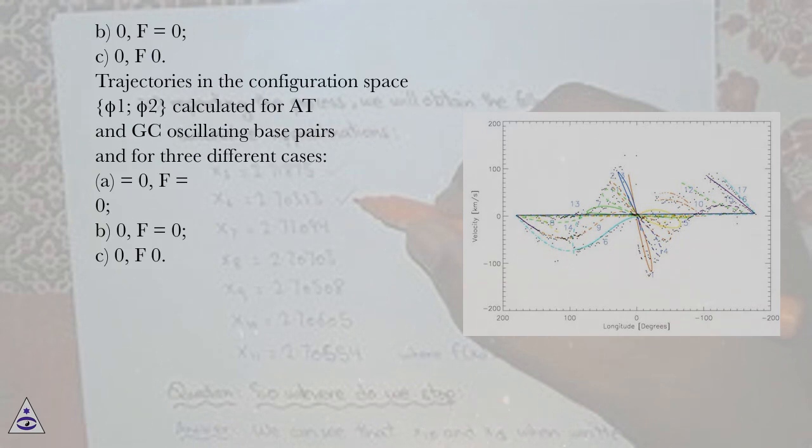Trajectories in the configuration space, phi1, phi2, calculated for AT and GC oscillating base pairs and for 3 different cases: A, a equals 0, F equals 0; B, a not 0, F equals 0; C, a not 0, F not 0.